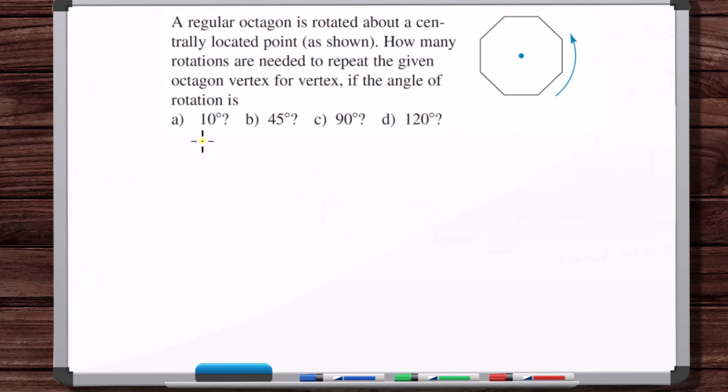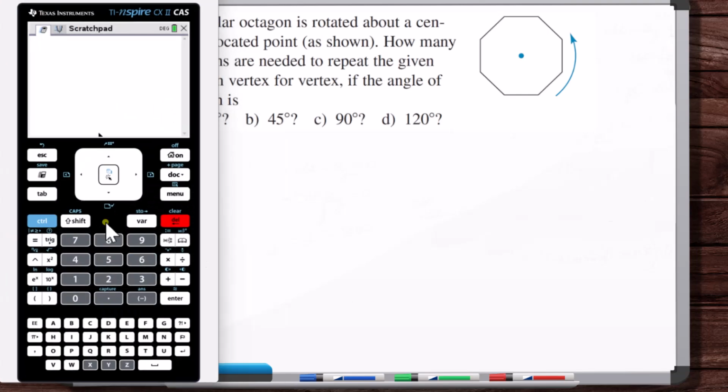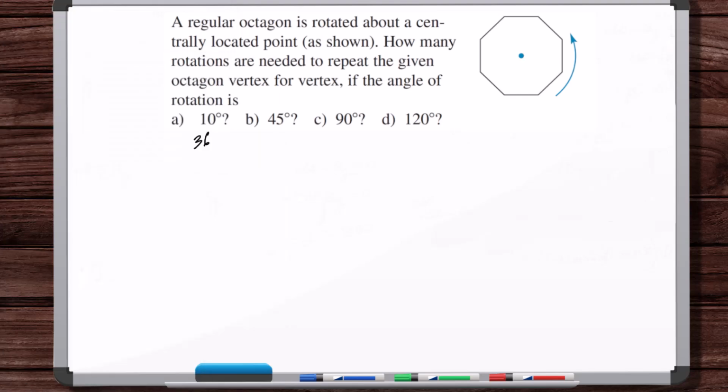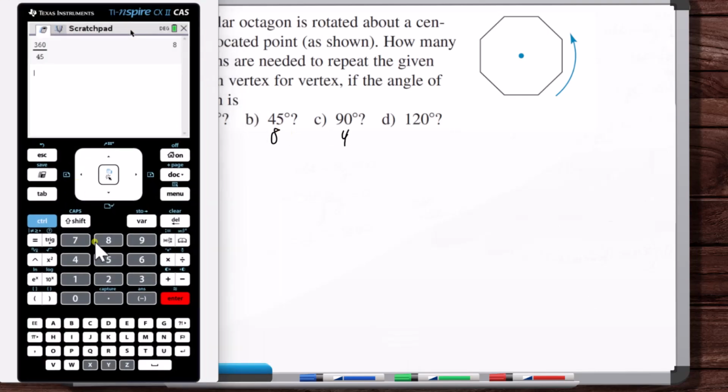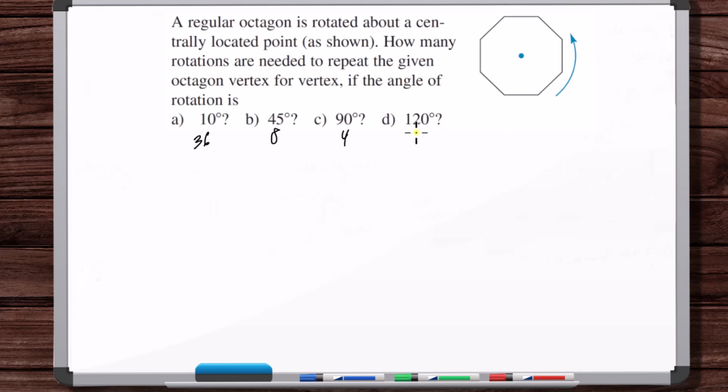So 360 divided by 10 is 36. 36 rotations. Okay, what about 360 divided by 45? That's going to be 8. Okay, 90 is going to be 4. And 120 should be 3. 120 times 3. There you go. They're just trying to trick us here by changing the figure.